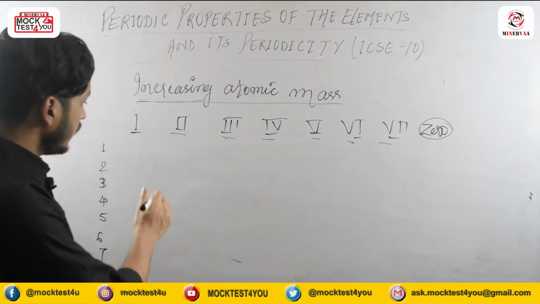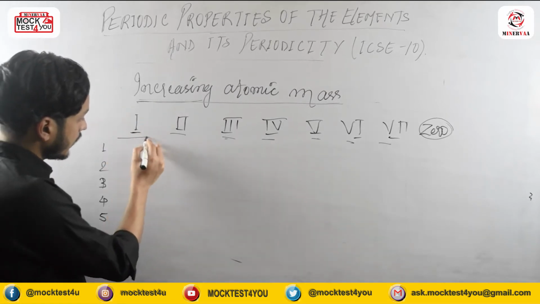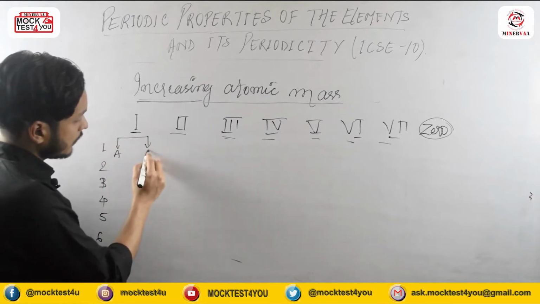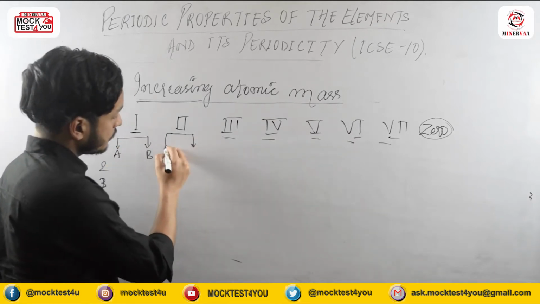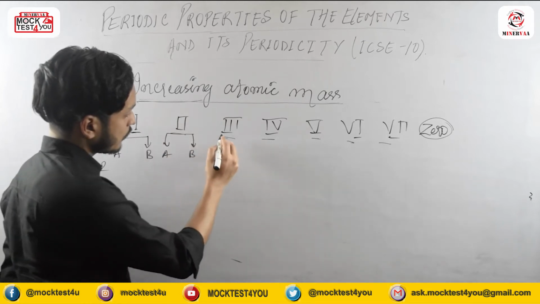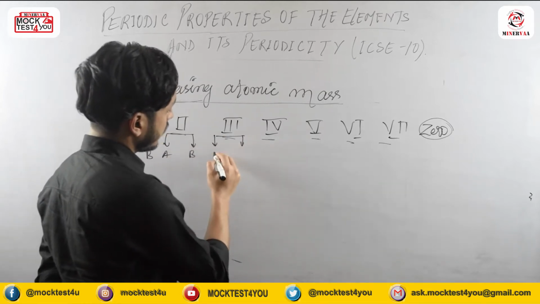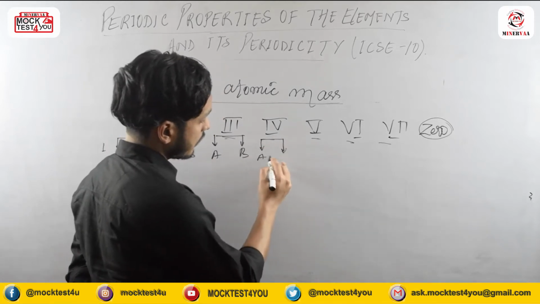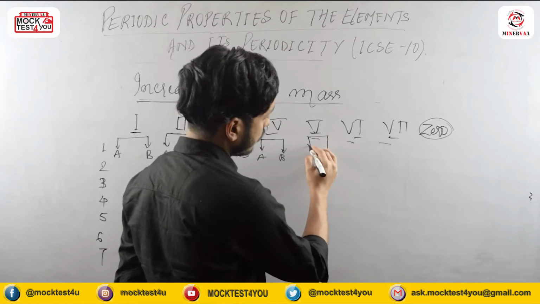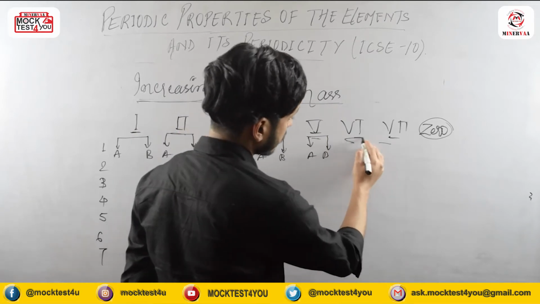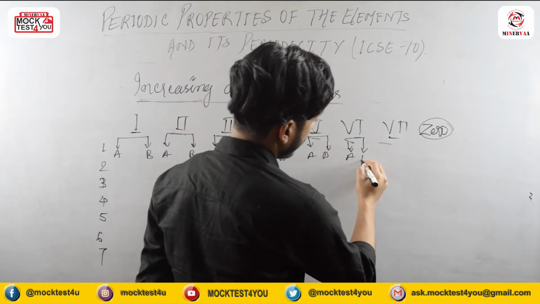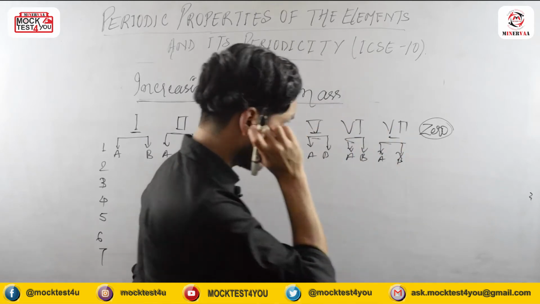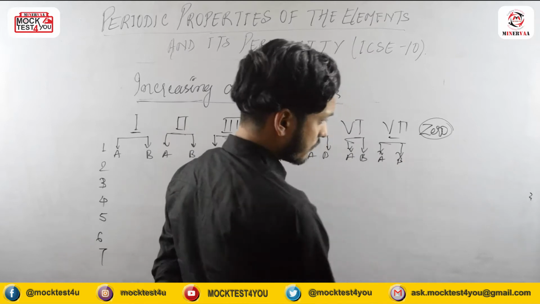Now what he did, he has subdivided this group into two, in the form of A and B. Like this he has arranged the elements in the form of A and B, A, B and A, B, here also A and B. And the 0 group he left as it is.